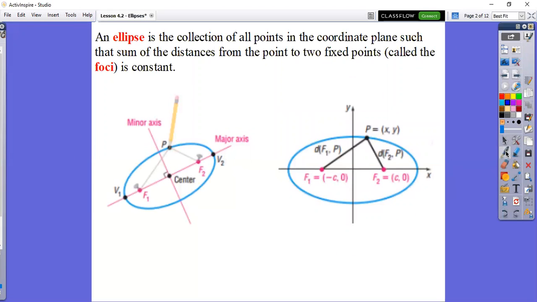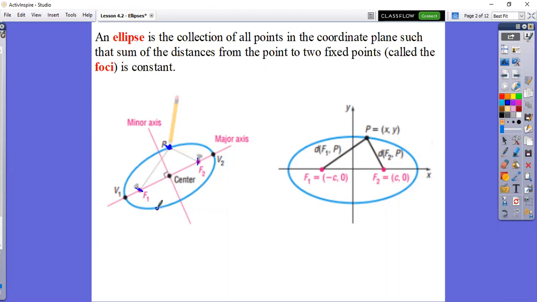An ellipse is the collection of all the points in the coordinate plane such that the sum of the distances from the point to two fixed points, which are the foci, is constant. What that means is if I put my pencil right here, at this point P, and I take the distance from the focus to this point and then the second focus to this point, the sum of those two distances will remain the same no matter where I go.